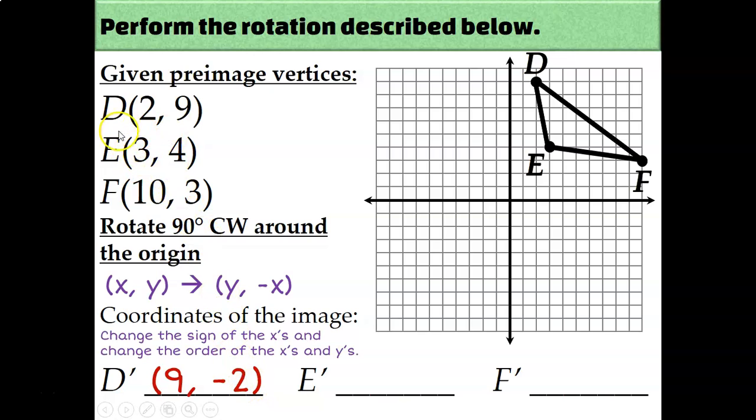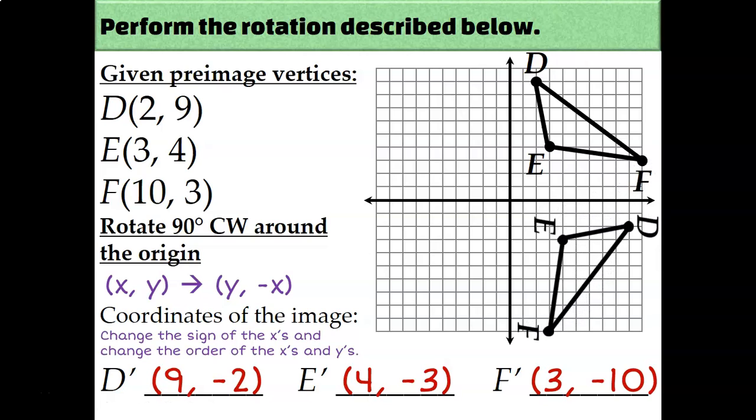Same thing for E. I'll make the x value negative, so that's a negative 3, and I switch the order, so that's (4, negative 3). And the x value of F also becomes negative, and I switch the order, so I have the point (3, negative 10). Plotting these points results in this transformation of rotating that triangle 90 degrees clockwise. So D prime is the point (9, negative 2), E prime is the point (4, negative 3), and F prime is the point (3, negative 10). So as you can see, as long as you know the rules for each of these rotations, you just change the coordinates accordingly, plot them, and you're done.